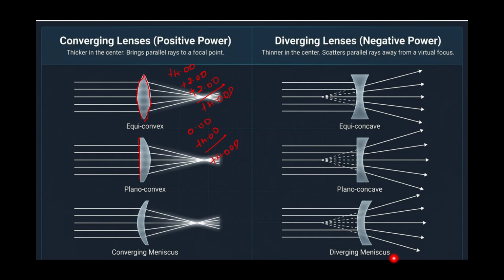Here it is a concavo-convex. So let's say the front power is plus 6 for example. The back power is minus 2, again leading to 4 diopters. So as you can see in the given examples, depending on the shape of the lens, the power distribution in the anterior and the posterior curves differ, but the end result finally is the same.